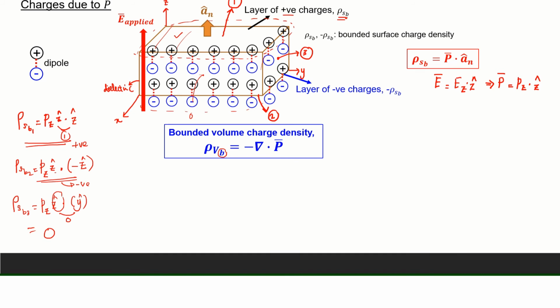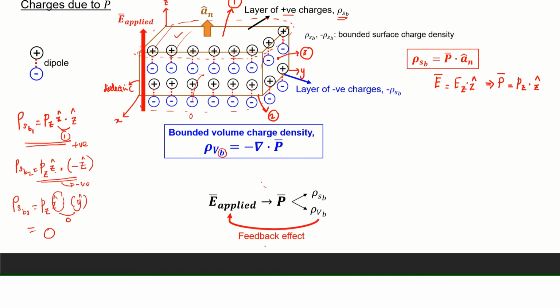Okay, so from here we already discussed how the applied electric field will produce the polarization, and how the polarization affects the charges, where the polarization gives us rho SB, surface bounded, and also volume bounded. Now let's look at the feedback effect.